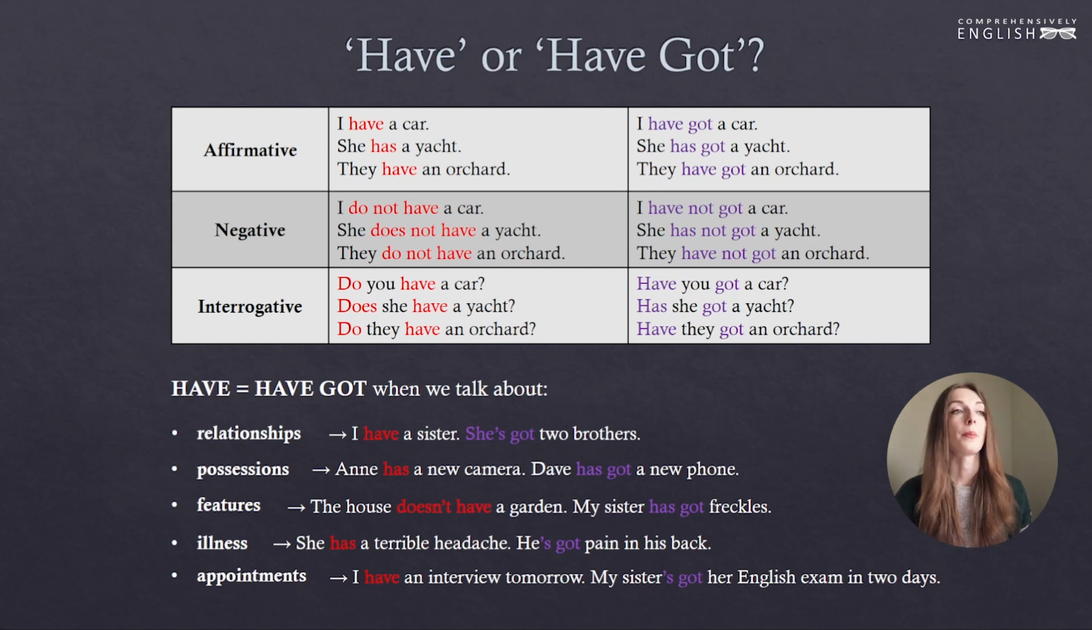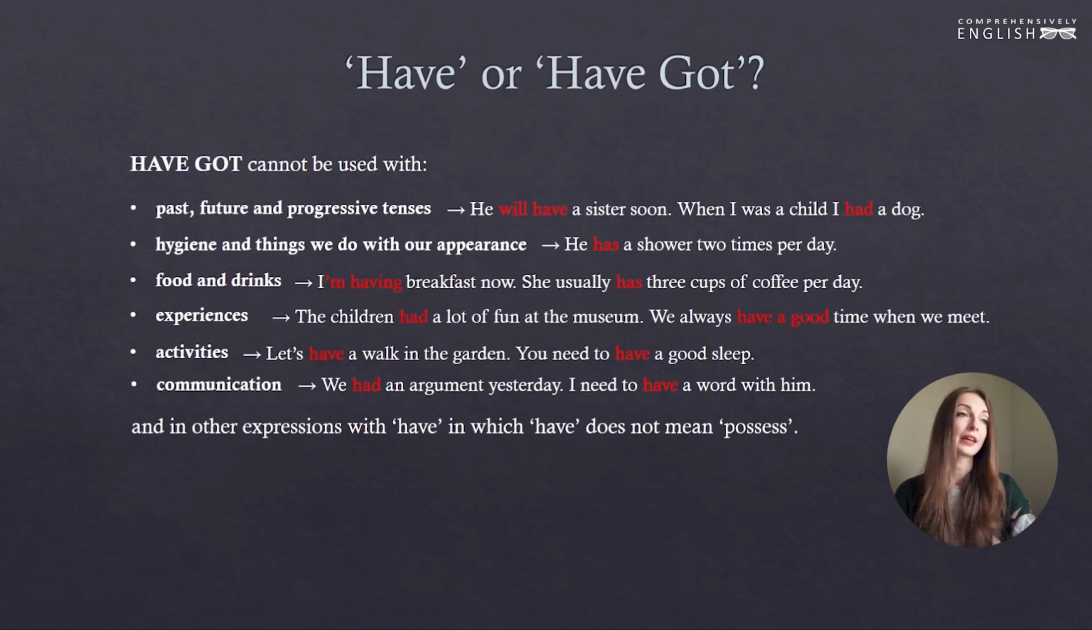Once again, please pay attention to how your sentence will change depending on whether you choose have or have got. Memorize this table, make a copy of it for yourself, pick a variant that you like more and use it. Now let's see where they are not interchangeable. Have got cannot be used in past, future and progressive tenses. We will have a sister soon. When I was a child, I had a dog. When we speak about hygiene and things we do with our appearance, he has a shower 2 times per day.